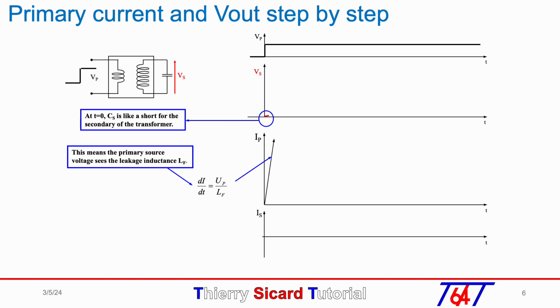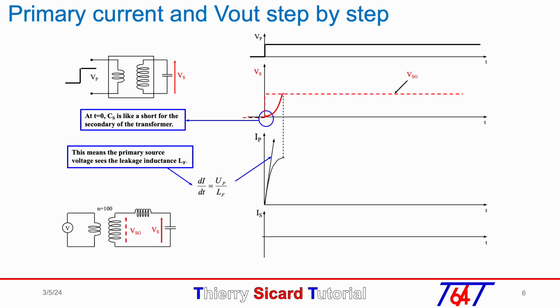When the primary current gets the dIp over dt equals 0, the voltage across the output capacitor reaches the voltage provided by the secondary coil Vsg. Because of the current stored in the leakage inductance Lf, the output capacitor voltage increases at almost twice Vsg, getting the dVsg over dt equals 0.